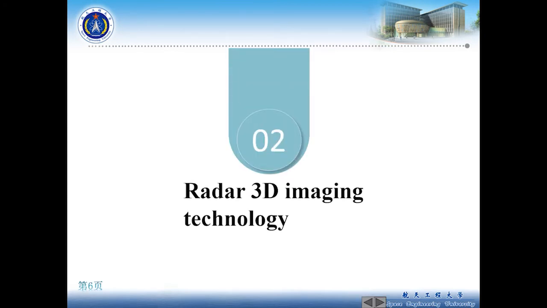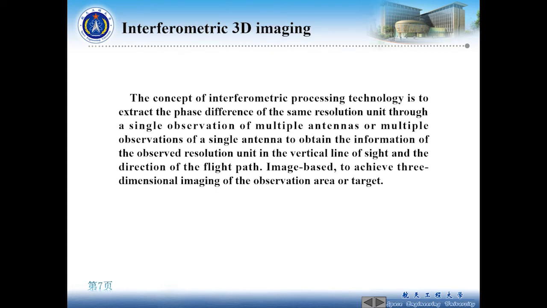Radar 3D imaging technology. The concept of interferometric processing technology is to extract the phase difference of the same resolution unit through observation of a signal by multiple antennas or multiple observations by a single antenna, to obtain the information of the observed resolution unit in the direction perpendicular to the line of sight and the flight path, based on the image, to achieve three-dimensional imaging of the observation area or target.